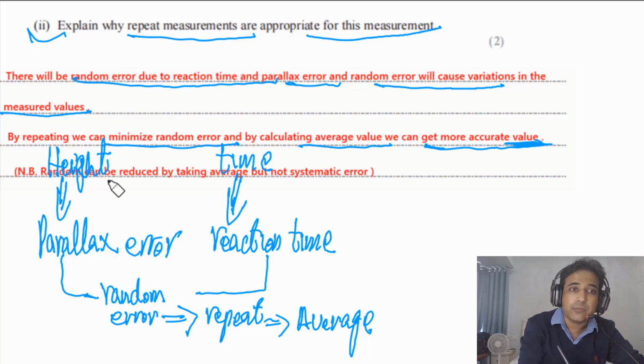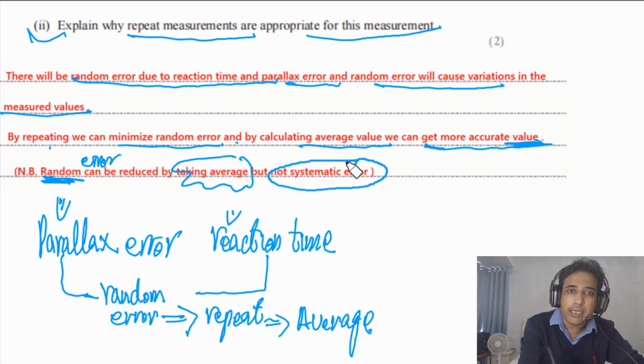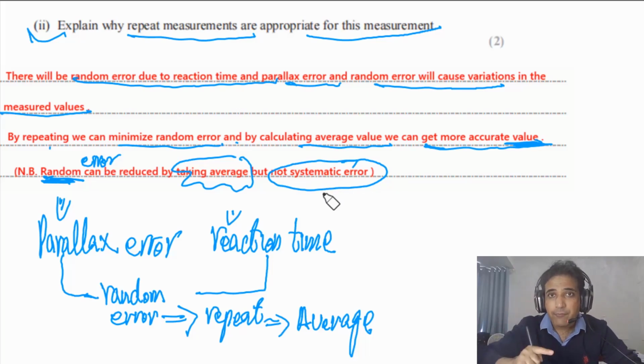And this point is very important, so let me clean this one. This is something you need to keep in your mind. Random error can be reduced by taking the average, but not systematic error. If you take the average, we cannot reduce systematic error.